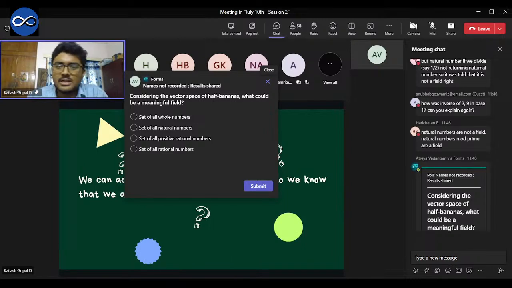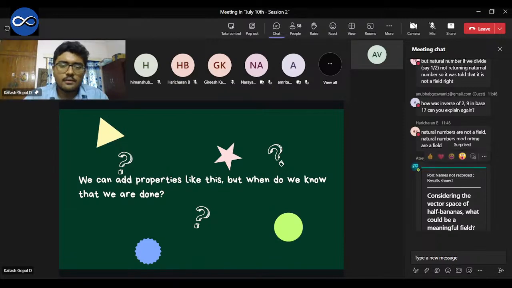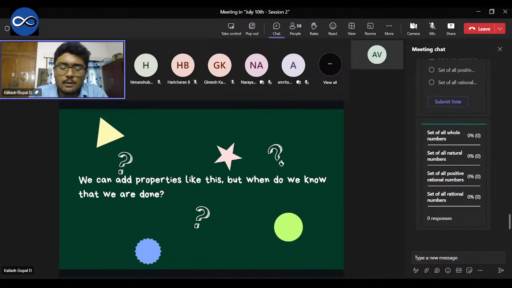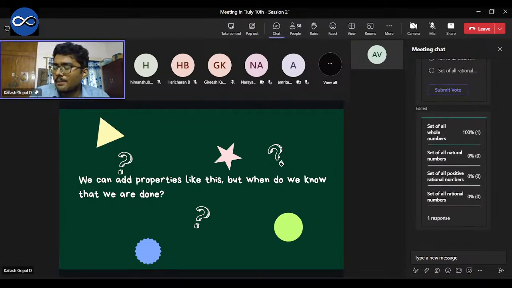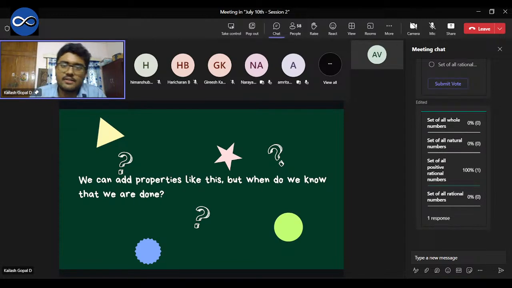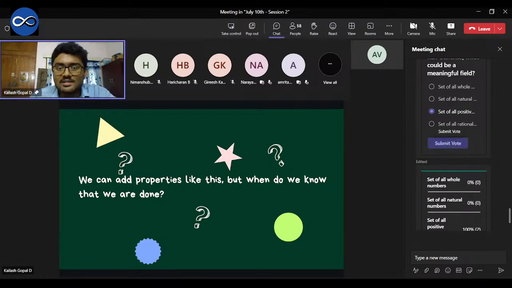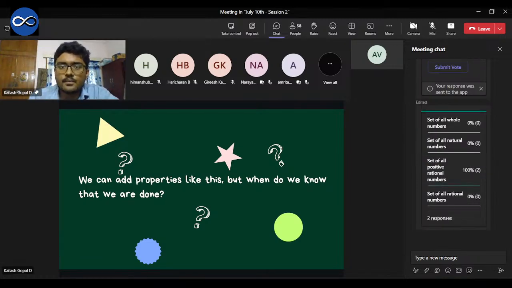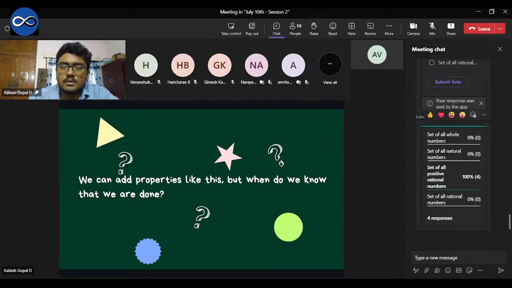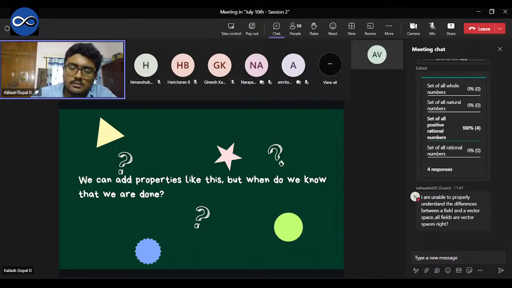Now we've talked about addition and multiplication. We can keep adding properties like this, but when do we know that we are actually done adding enough properties? I want you to think about this for 30 seconds or so, and think of various other properties we can add, because in the case of 3D vectors, you can define a dot product, a cross product, or something. So how many properties are you supposed to add, and can you define a dot product, say, for functions? So yeah, going on.